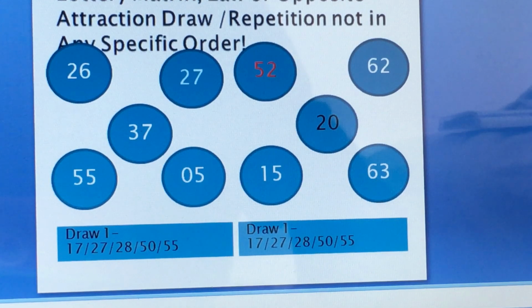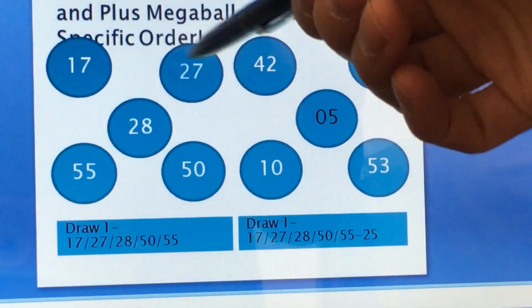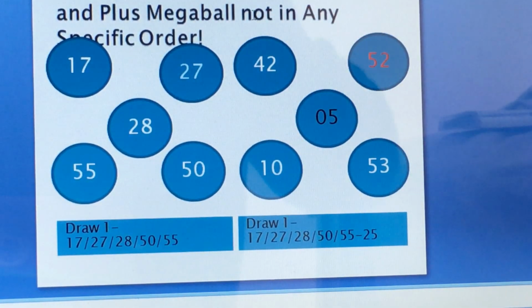So, now the law of elimination for the first draw, using the same numbers, because the law of elimination just keeps the same numbers, did not eliminate any number from the first draw. 17, 27, 28, 55, and 50 did not get eliminated. 50 got close to 52, but did not get eliminated.